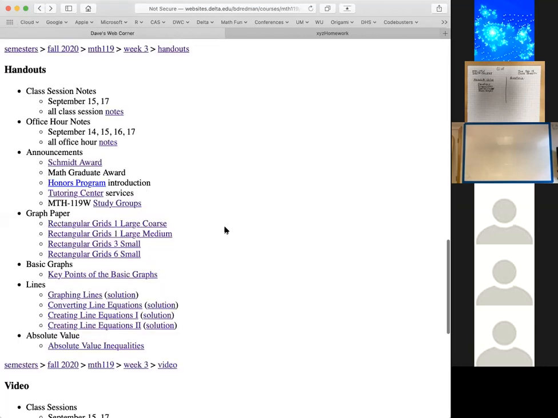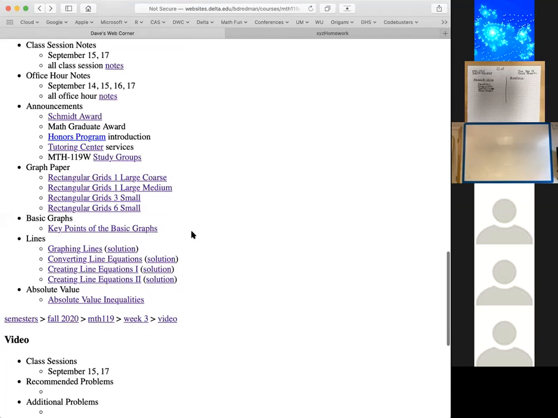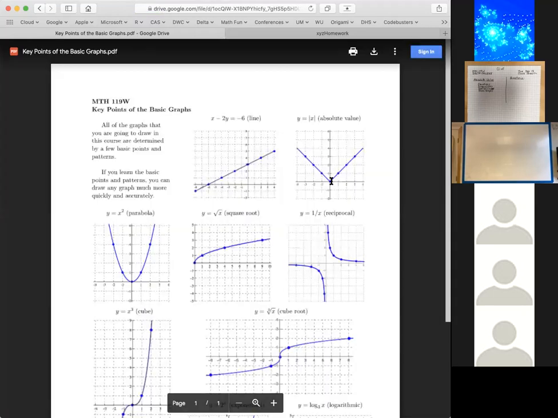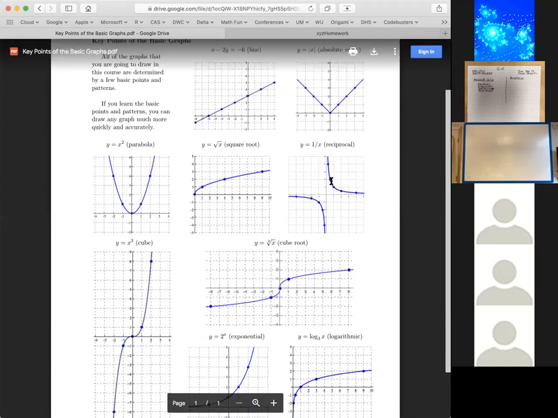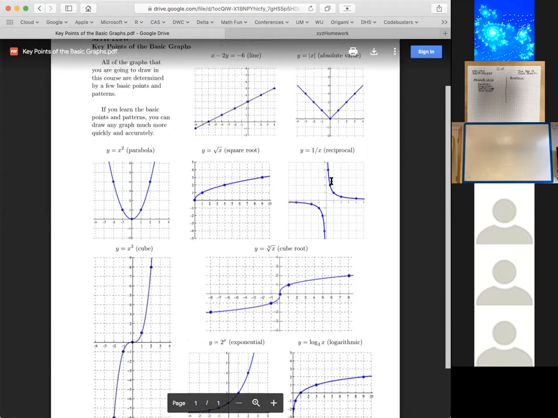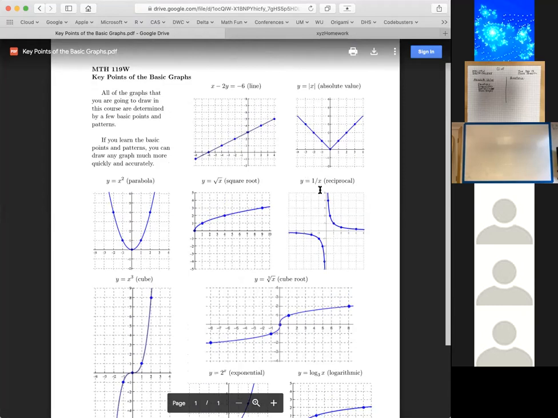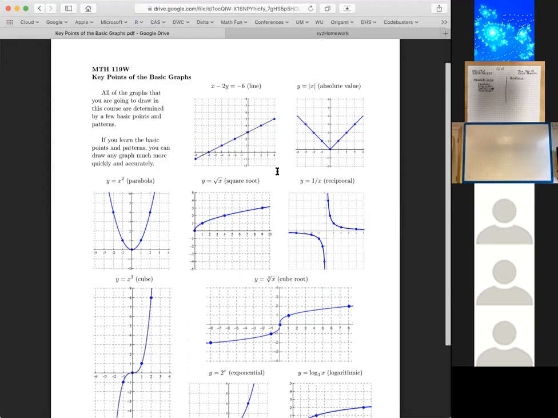Okay, and then we've got the graph paper and the Key Points of Graphs handout. I haven't mentioned this handout, and we will talk about it a little bit later as we go along. But this is just a very broad handout I made for this class for all kinds of pictures we're going to draw. And we haven't drawn very much at all. This week, we're going to draw line and absolute value graphs.